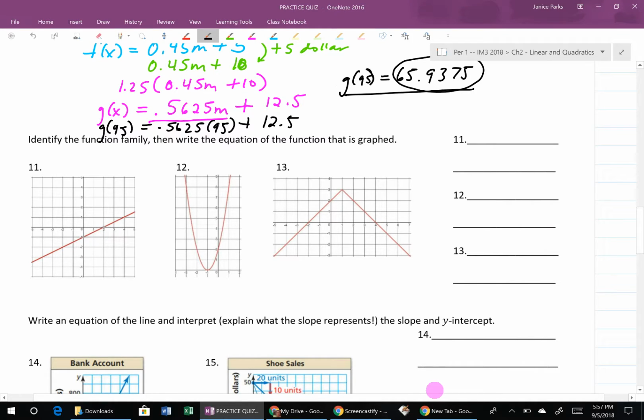All right, so for 11, 12, and 13, we need to identify the function family. So that's the first step. So this is a linear function. Number 12 is a quadratic function. If it's a U shape, it's quadratic. And for number 13, this is an absolute value function. If it's a V shape, it's absolute value.